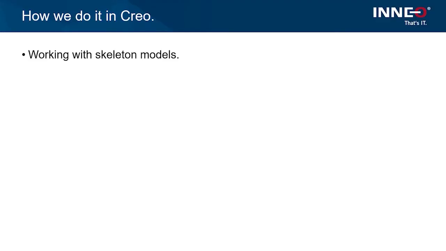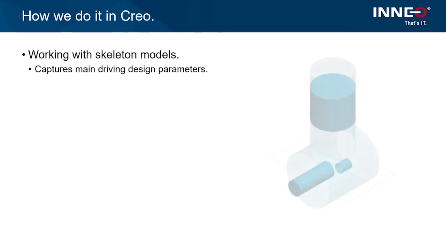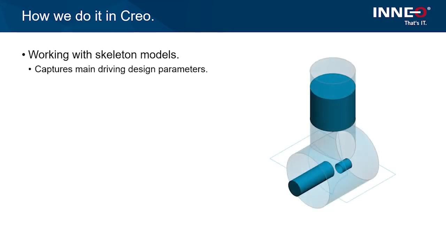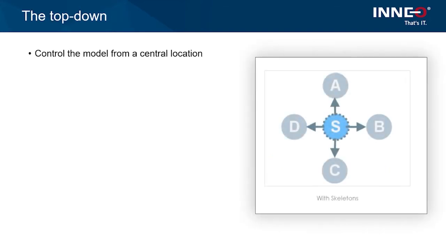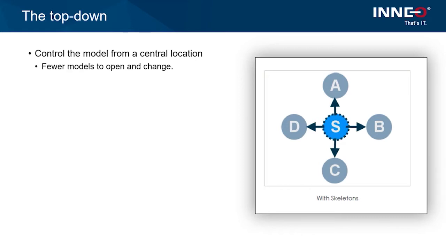When we work this way, we create a skeleton model that sits in the assembly and captures your main driving design parameters, and all that information is then shared to the individual components at a lower level. Everything is controlled from a central location using the skeleton model, which allows you to make a change on that model, and you don't need to open up each of the individual components to make the change in your assembly.